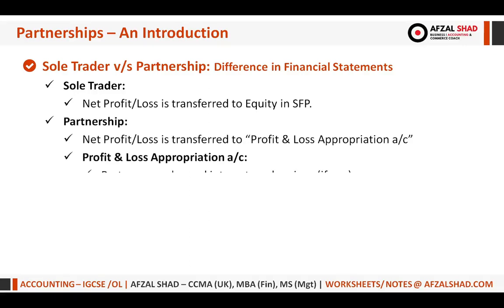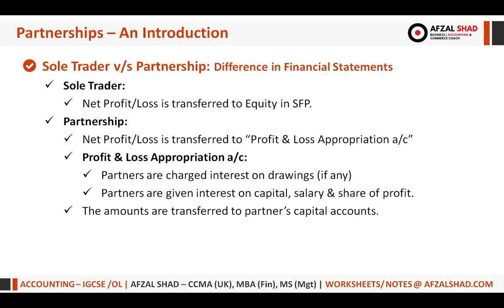But in partnership, that net profit is going into the profit and loss appropriation account first. So there is an additional filter. You get the gross profit, you get the net profit from the income statement, and that net profit is transferred to the appropriation account. Then we split up those profits and losses, like if you have to give some salaries to the partners, if there is interest on capital, if there is interest on drawings, and then we split up the remainder of the profit according to the profit and loss sharing ratio agreed upon by the partners.